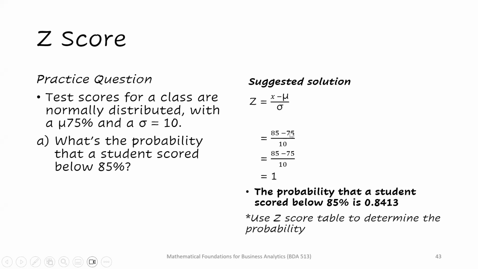So you see the formula: the observation x minus the mean, divided by the standard deviation. Here our x is the score of 85%, minus the mean score of 75%, all divided by the standard deviation. It gives us 1. So what this means is that when we get the 1, we need to go to the z-score table. Let me bring up my z-score table.